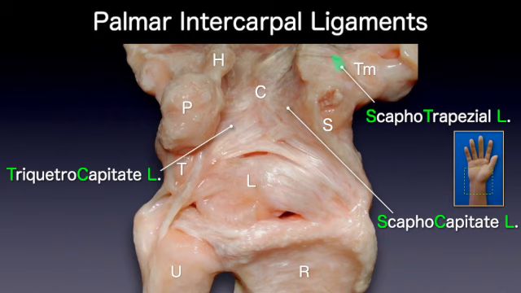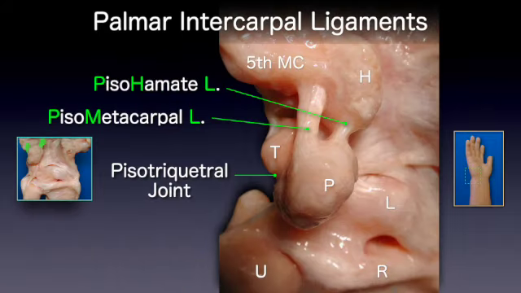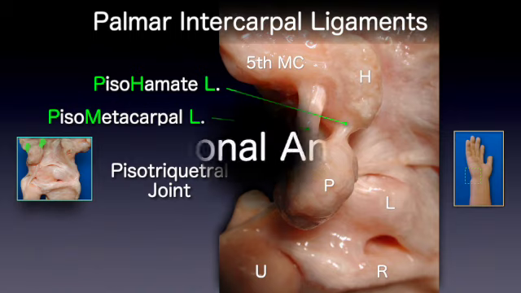The scaphotrapezial ligament, the scaphocapitate ligament, or the triquetrocapitate ligament connects a bone in the distal carpal row with a bone in the proximal carpal row. The pisiform is hanging from the hook of the hamate and the base of the fifth metacarpus and joined with the triquetrum, but there is no ligament connection between the pisiform and the triquetrum.